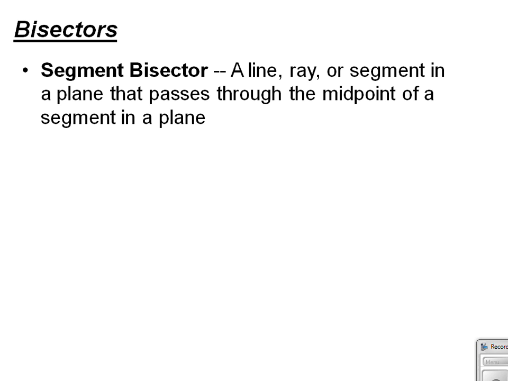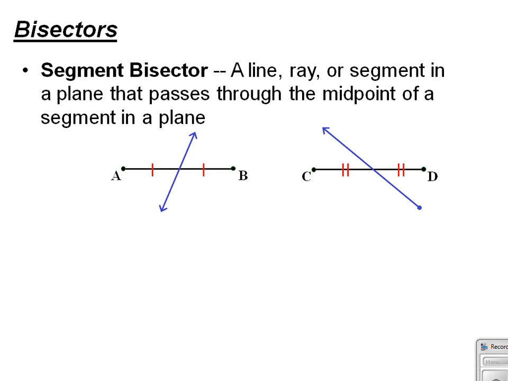in a plane. For example, let's say that we had ourselves these two segments, segment AB and segment CD. Now, a bisector could be, say, a line crossing across segment AB, or a ray, say for example crossing across CD, that cuts through the midpoint of either segment and divides that segment into two congruent parts.